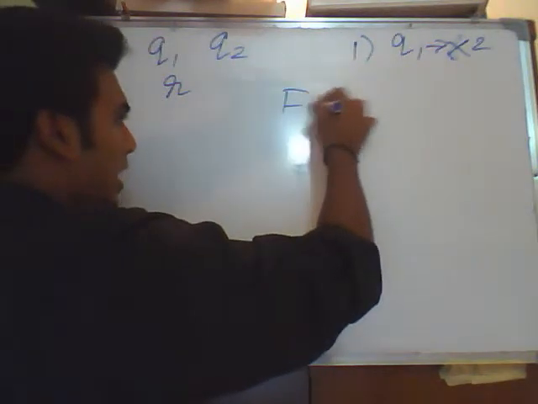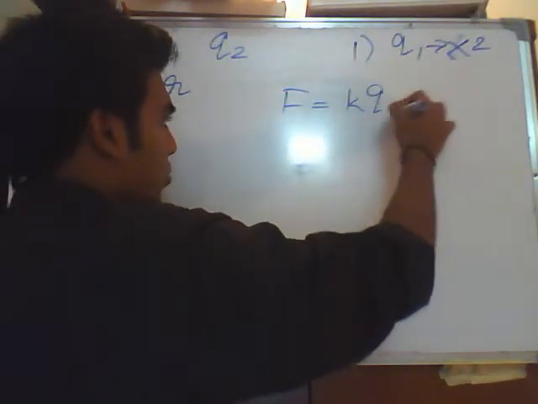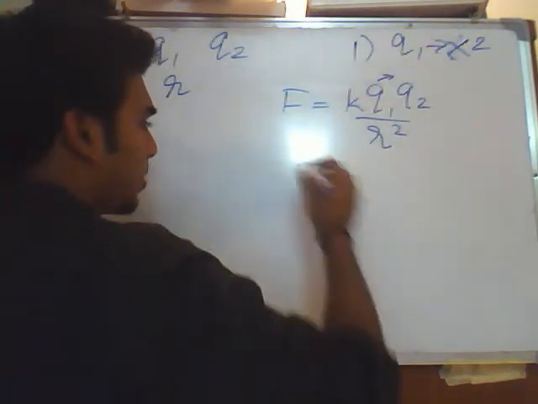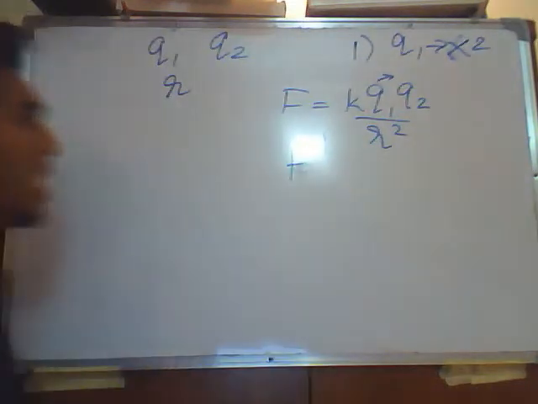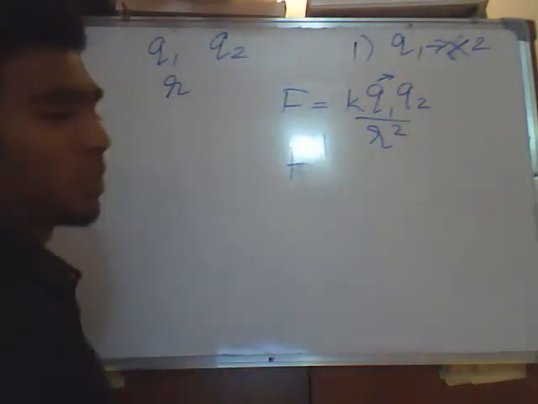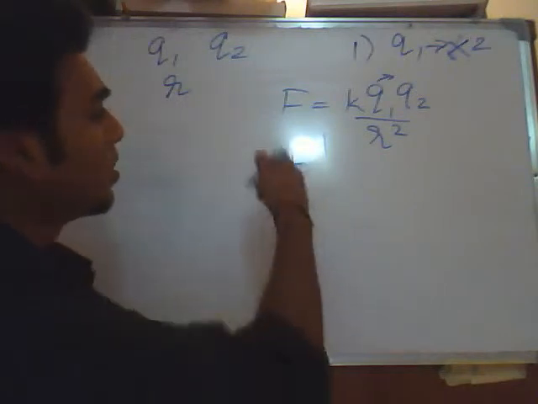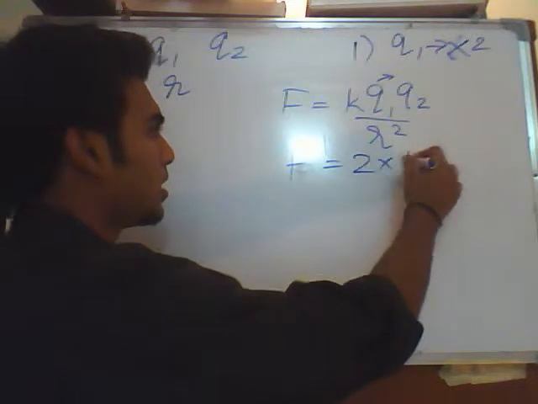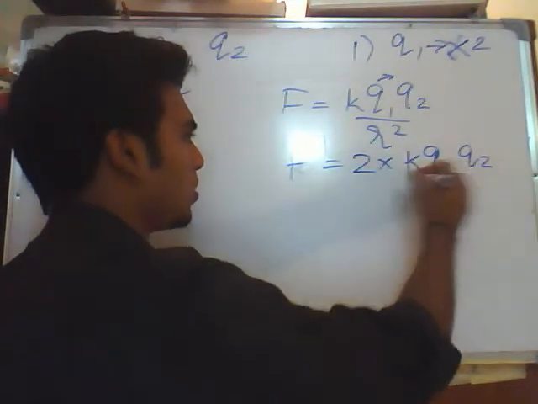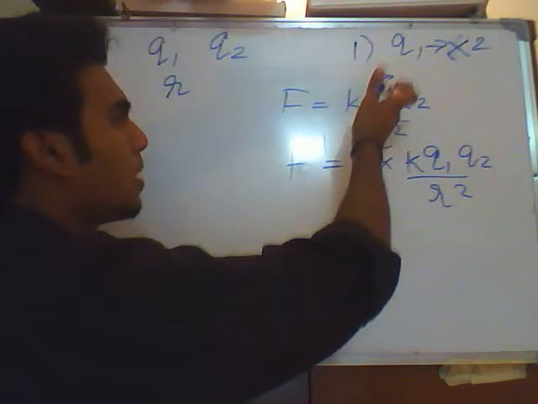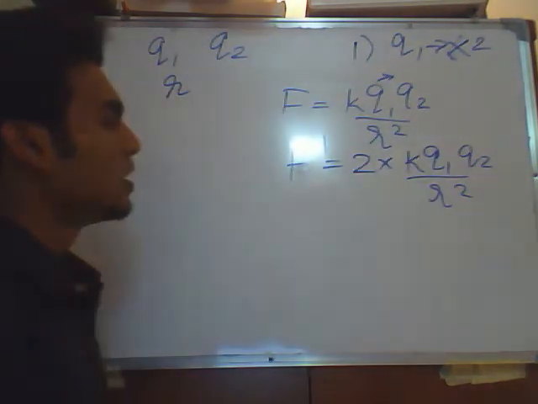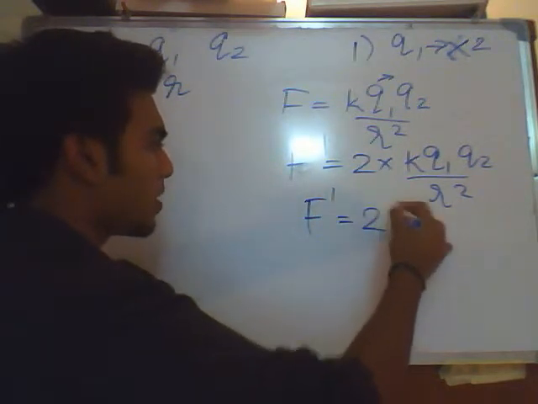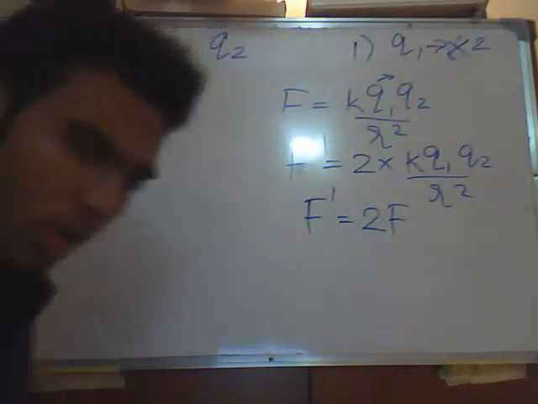You just say F is equal to K Q1 Q2 by R squared. So if Q1 was doubled, the new force, which is F dash, I'm denoting it like this because, well, we like to look fancy, F dash would now become 2 times K Q1 Q2 by R squared. Why? Because Q1 became Q1 times 2. So the new force is 2 times the old force. See how easy it is?